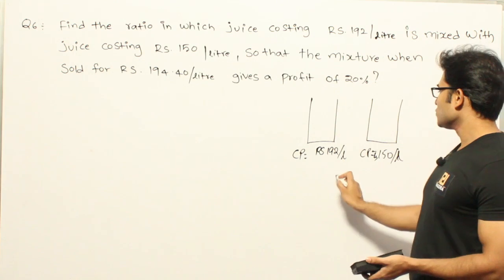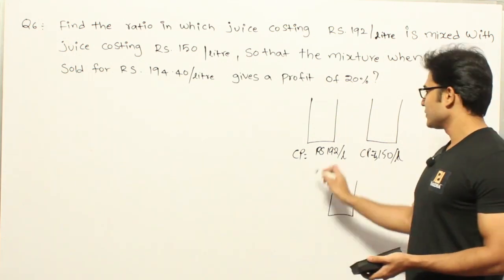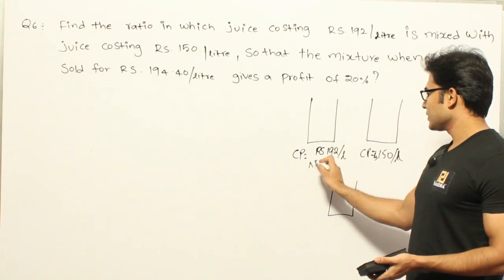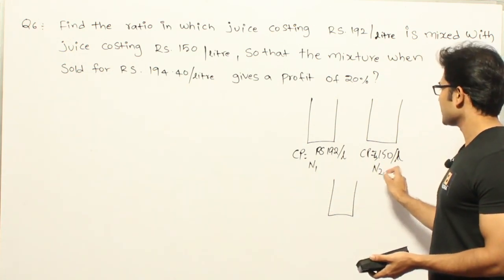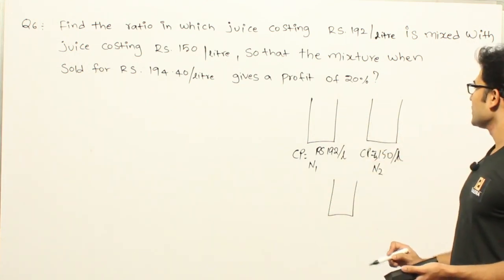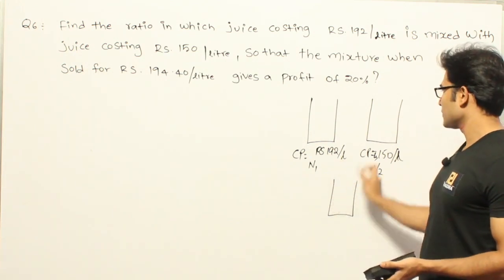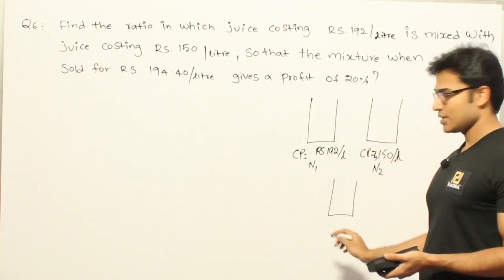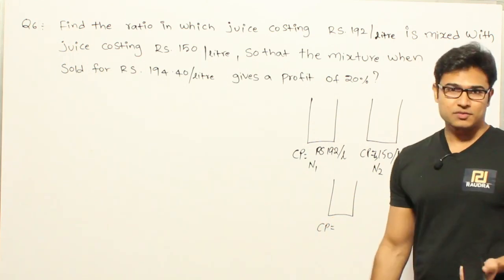Now these two juices are mixed in some ratio which we don't know. Let us assume that N1 parts of this one is taken and N2 parts of this one is taken and they are mixed up. So N1 parts of this, N2 parts of this are mixed, and then we are going to get some cost price for that. We don't know what the cost price is.